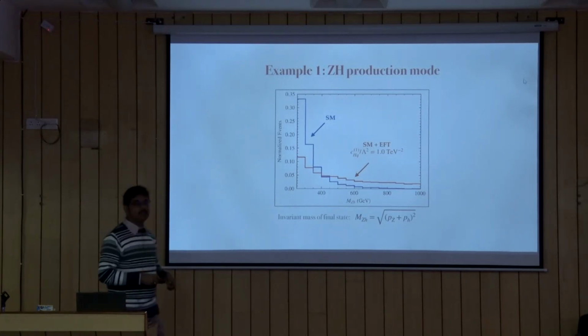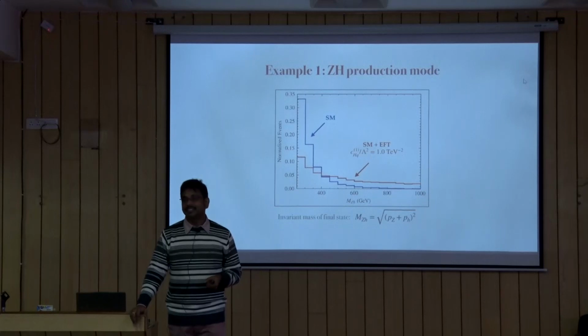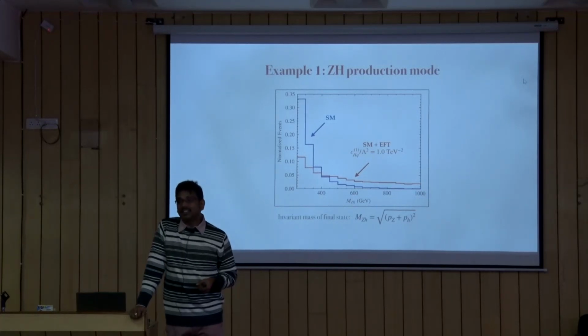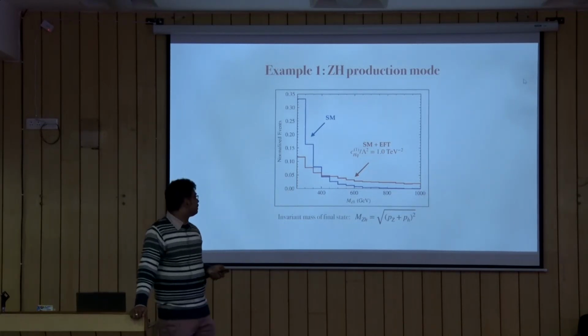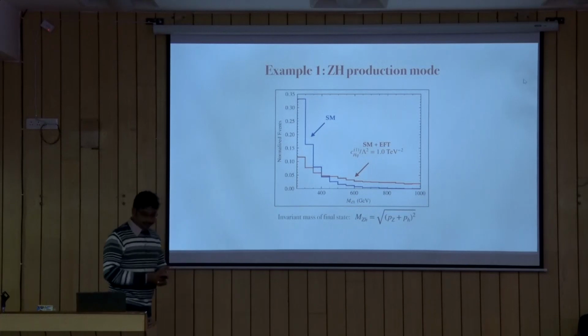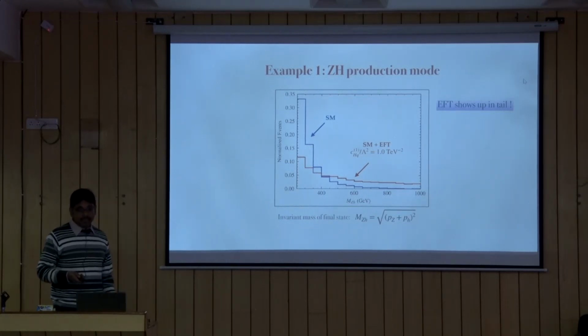I think this is simply because of the fact that we normalize the cross sections to 1. This is a normalized distribution that we are plotting. So EFT really shows up in the tail.